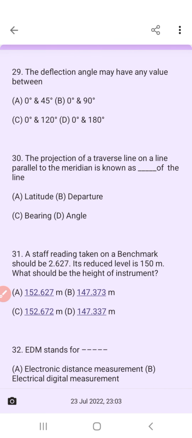The projection of a traverse line on a line parallel to the meridian is known as blank of the line: A. Latitude, B. Departure, C. Bearing, D. Angle. The correct option is A.